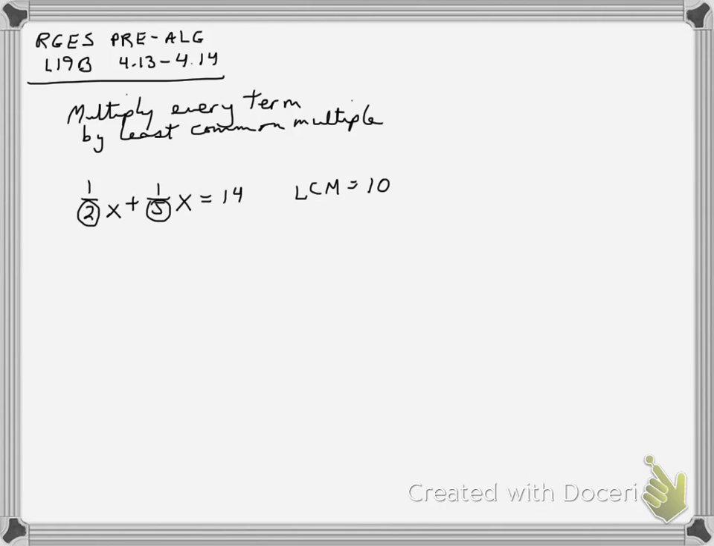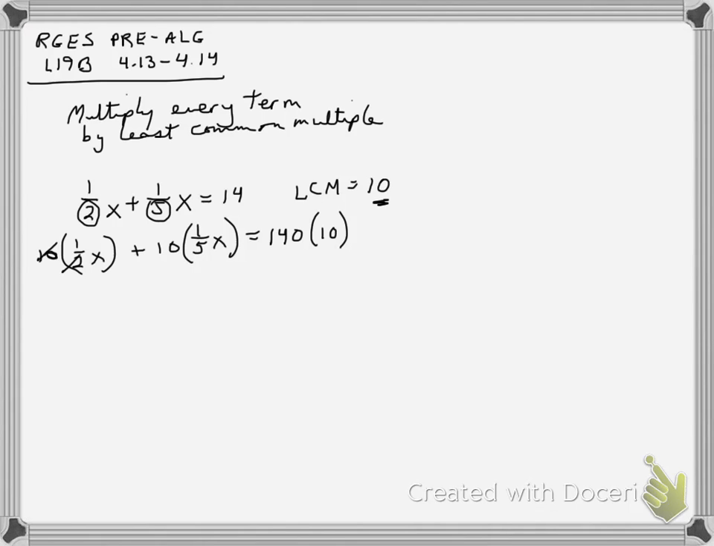So what I'm going to do is take this 10 and multiply it by every single term. If I take 1/2 x and multiply it by 10, and this middle step you probably won't even have to write out, but I'm just going to do it the first time to show you very clearly what's going on. And the answer on the right side, I'm also going to multiply by 10. So every single term. Now, the only trick here is you cannot leave off any term.